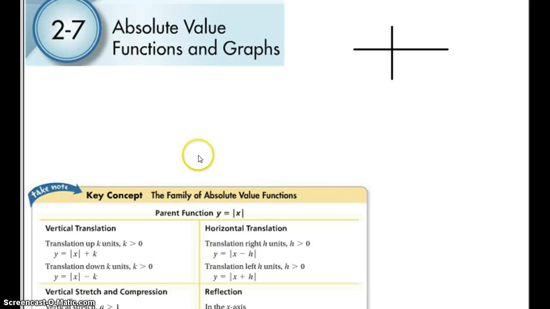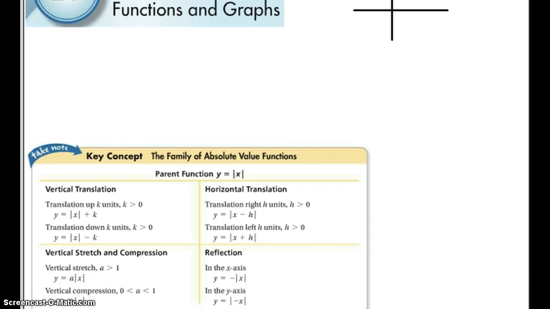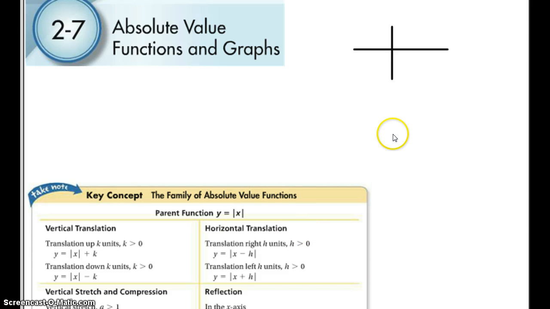Well, hello, 2.7, absolute value functions and graphs. We're going to start off by taking a look at a couple key concepts here for absolute value functions. If you want to take a look at a real quick graph of what absolute value looks like, this is just a little makeshift graph. Recall that the absolute value function is very similar to what they call a V-shaped graph. So it looks something like this.